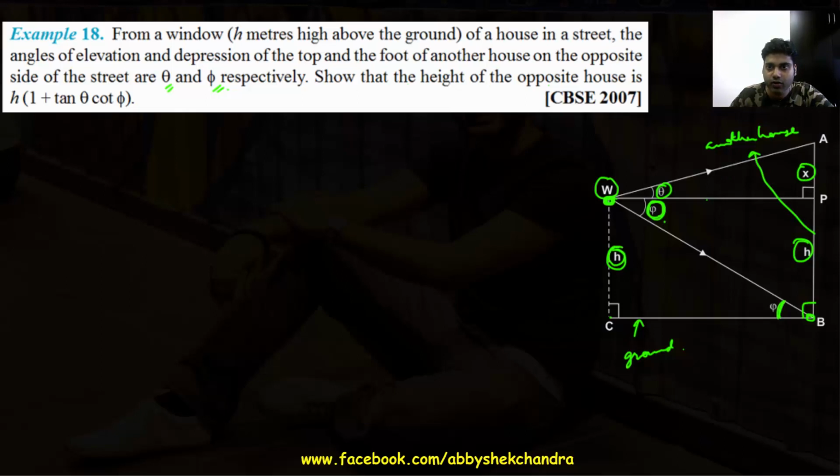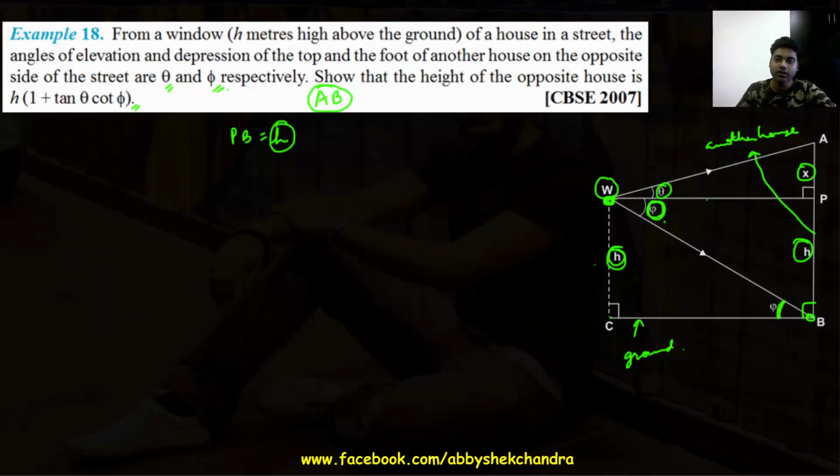Show that the height of the opposite house is h into 1 plus tan theta into cot phi. Fine. So what is the height of the other house? That is AB. So that is what we need to find. Now when we need to find AB, you know that PB is what? PB is h, right? And h is a given variable. It's a given thing.